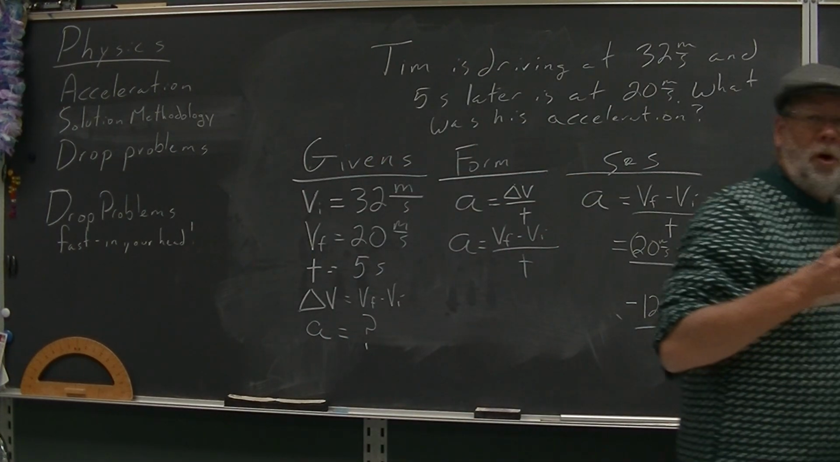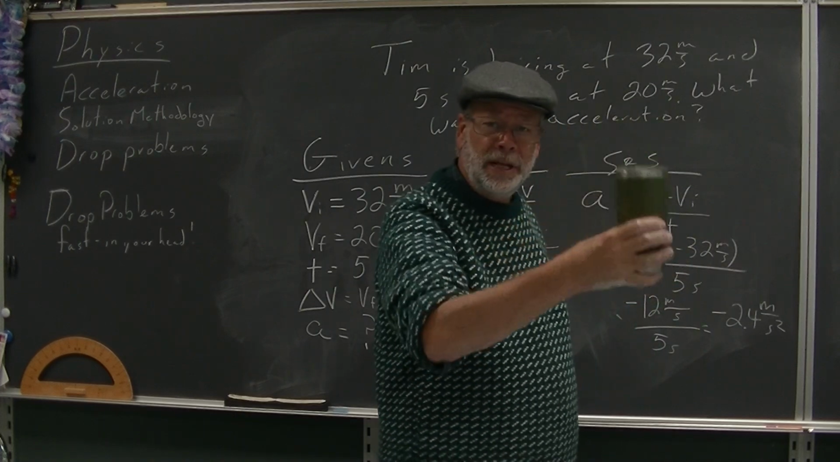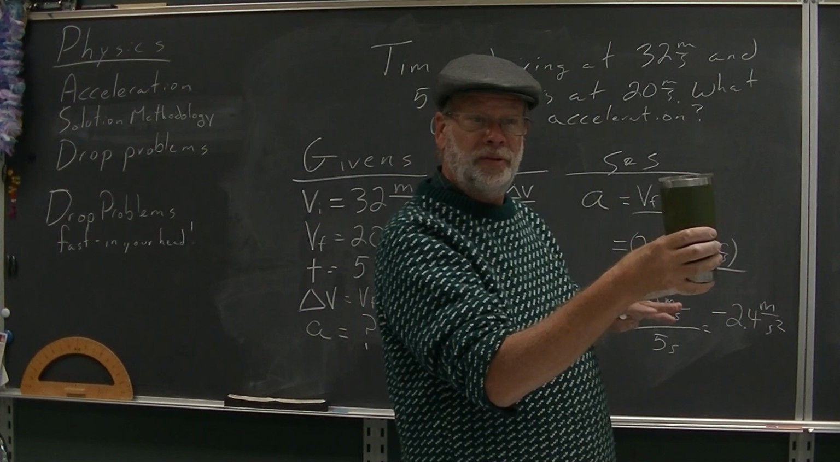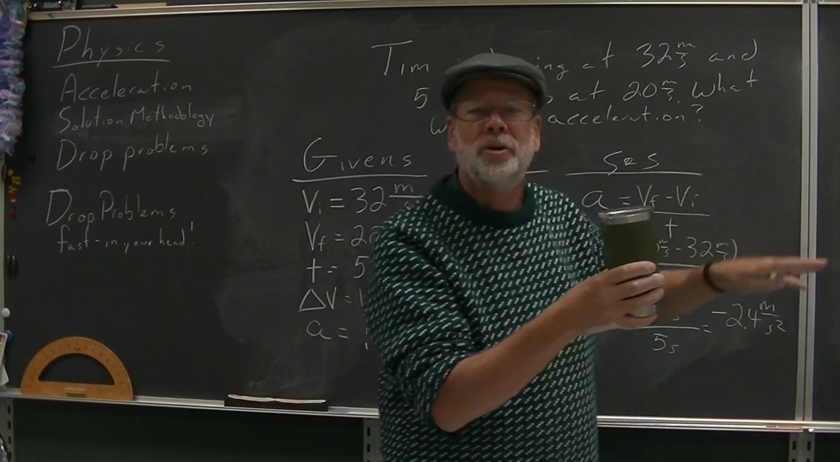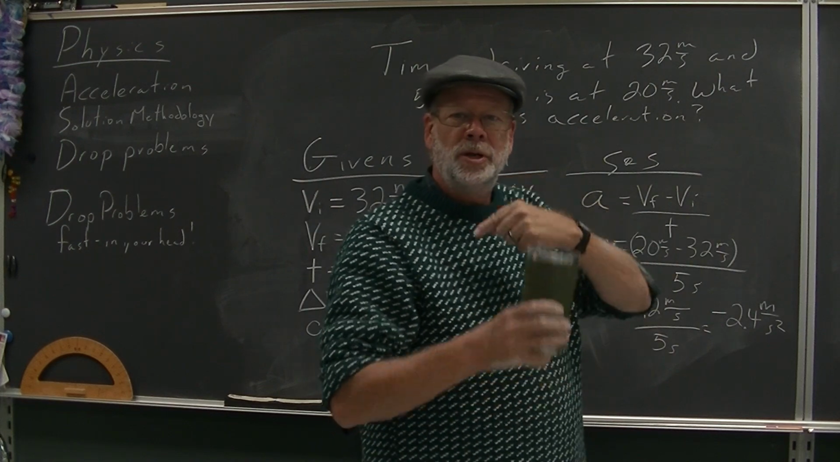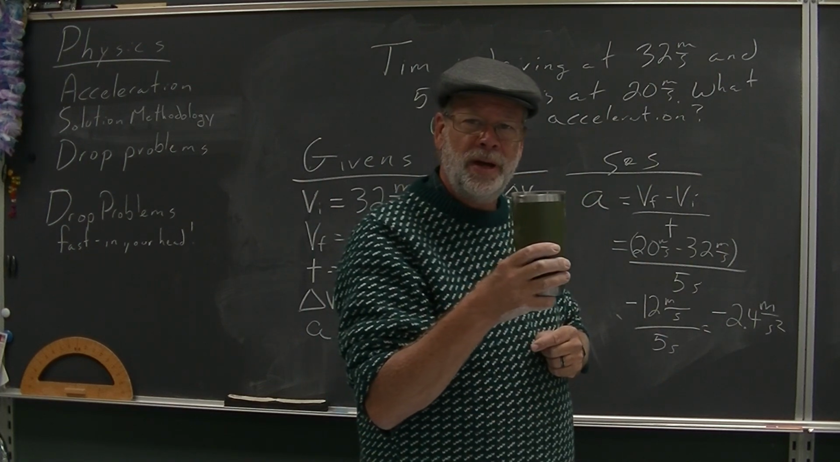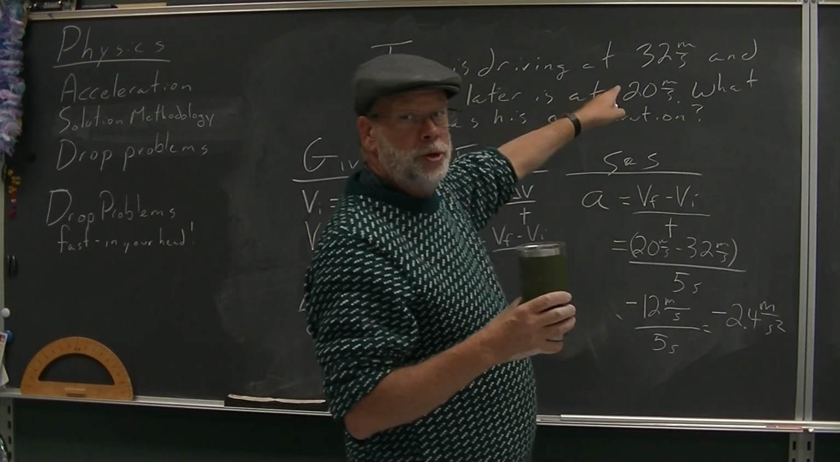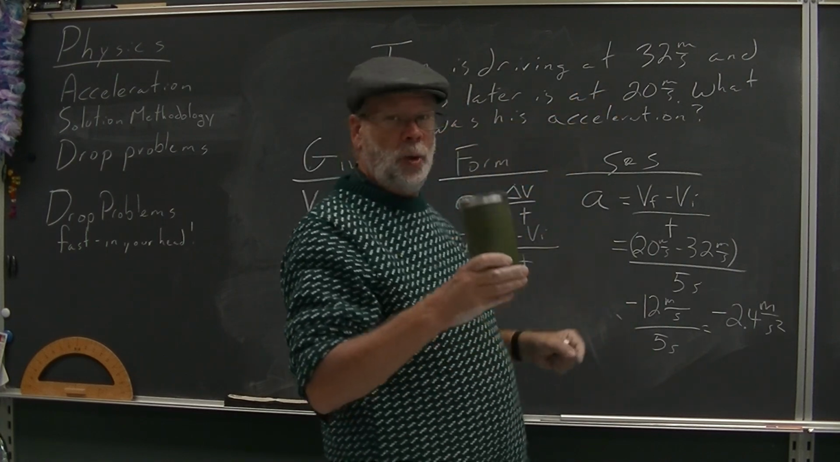if you're driving in a car and you have a coffee cup and you place the coffee cup on the dashboard and you accelerate forward, right? You're going from 0 and you're starting to go faster and faster. You're accelerating forward. Which way is the coffee cup tending to fall? Backwards. So if the coffee cup falls backwards, which way is your acceleration? Forwards. In this case, he's doing 32 meters per second and slowing down to 20 meters per second.